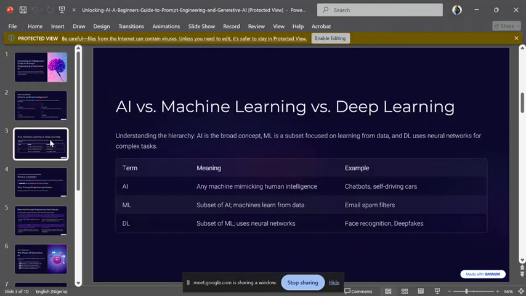Then we have AI versus machine learning versus deep learning. Understanding the hierarchy: AI is the broad concept. ML is a subset focused on learning from data. DL uses neural networks for complex tasks. So now I'm trying to expose you to what AI carries under it, so that you don't just feel AI is just like that. AI is not dead. AI has children, and these are the children it has. You have machine learning, a subset of AI. You have DL, deep learning, which is also another subset of AI that comes from ML.